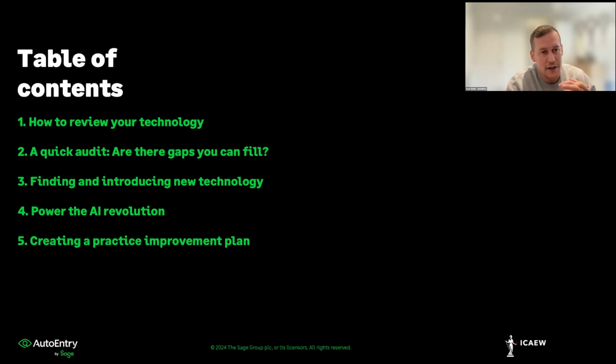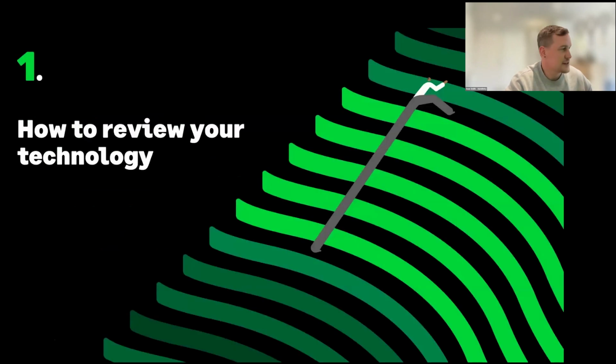And then we'll round it out with creating a practice improvement plan. So if all of points 1 to 4 interest you and you want to take some action, hopefully point 5 will point you in the right direction to get started. So let's get into it then. How to review your technology.